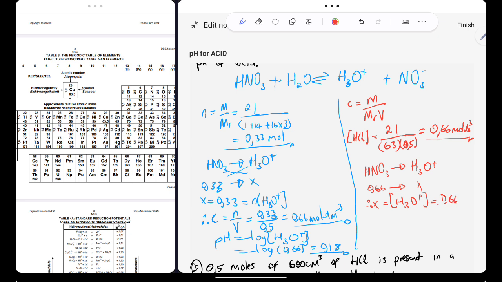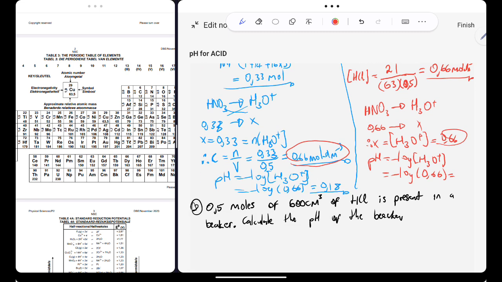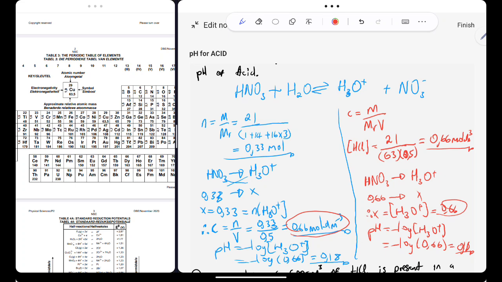The concentration is 0.66. I had 0.66 there. So the pH will be the same. Whenever I calculate the pH, negative log of the hydronium ion concentration, negative log 0.66, I will simply get 0.18. That's how, guys, you calculate the pH of a solution.